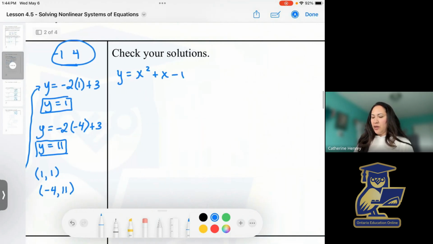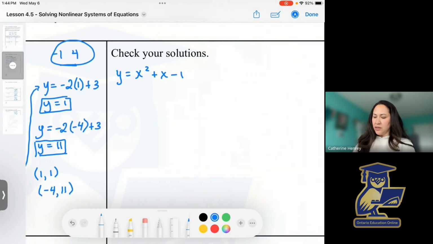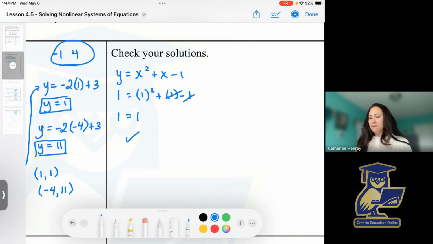So the first one is 1, 1. So I will replace the y with 1. And the x is also 1, and square that, plus 1 minus 1. So 1 is equal to, these cancel, 1 squared is 1. So that first point checks out.